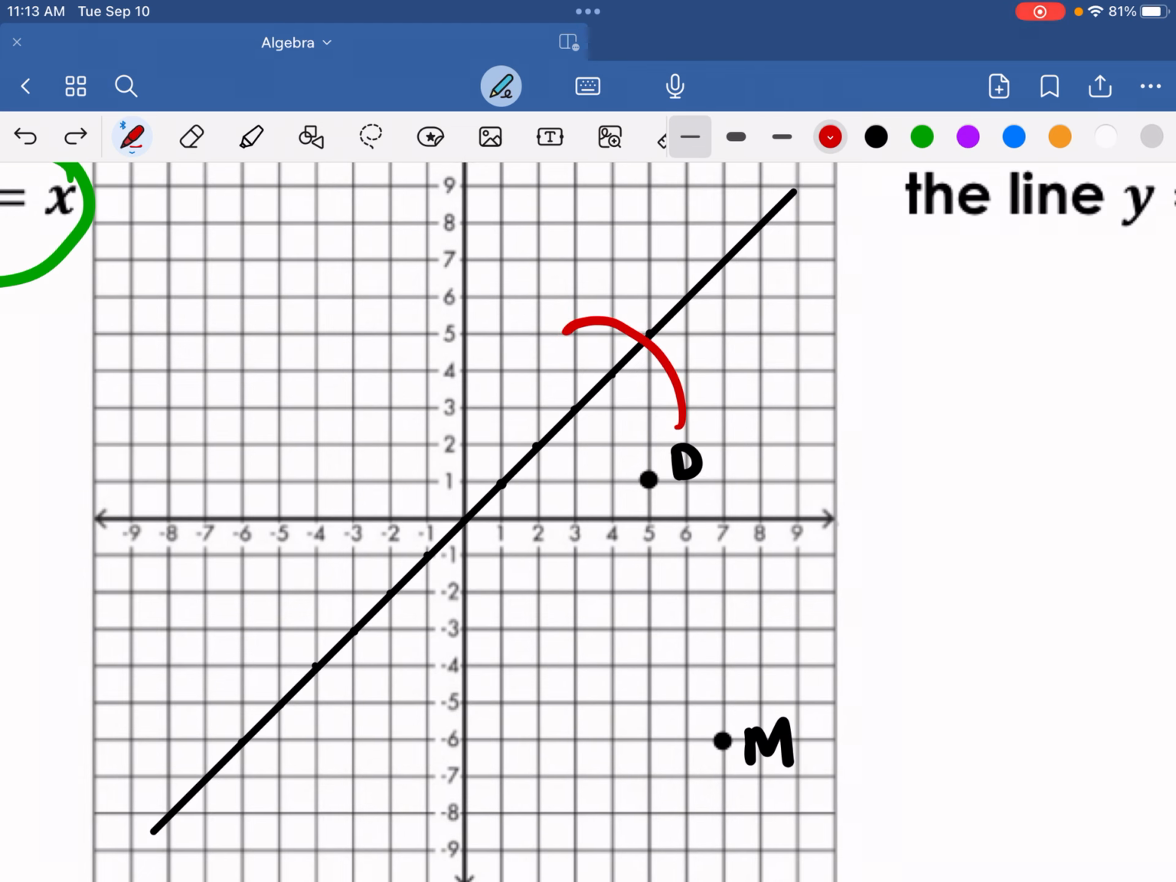So if D is this far to the line, then I should get it somewhere on this side. And M should be somewhere like over here. Okay, that's my best guess, an estimate. So if my answers end up really weird, then I know I did something wrong. On this one, you can count.